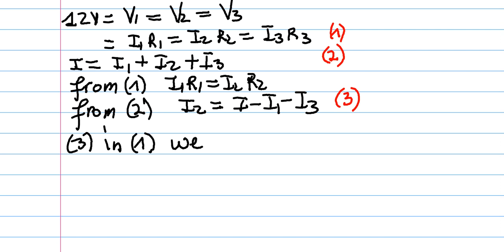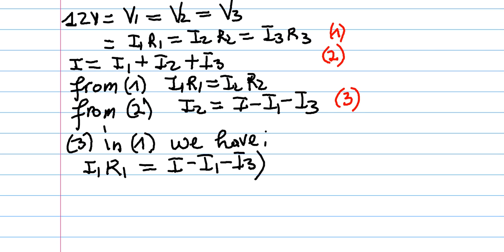We have I1 R1 equal to I2 itself, which is equal to that element. Let us substitute at once: I minus I1 minus I3, all multiplied by R2.